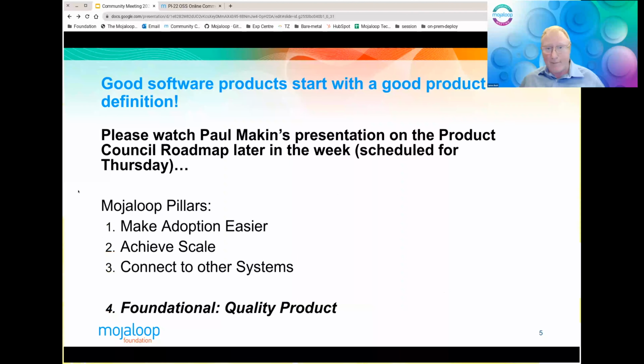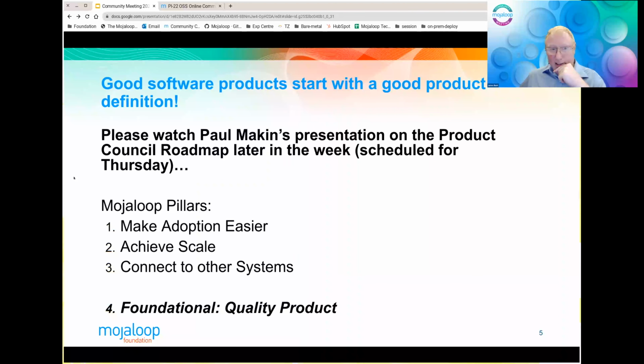Sam's going to talk a little bit about some clarification and thinking and tweaks to the release process in a few minutes. But I just want to restate what I think is one of the basic principles. Good software products start with a good product definition. We need to clearly understand what it is we're trying to make and make sure that that's well aligned with what our users want and need from our products.